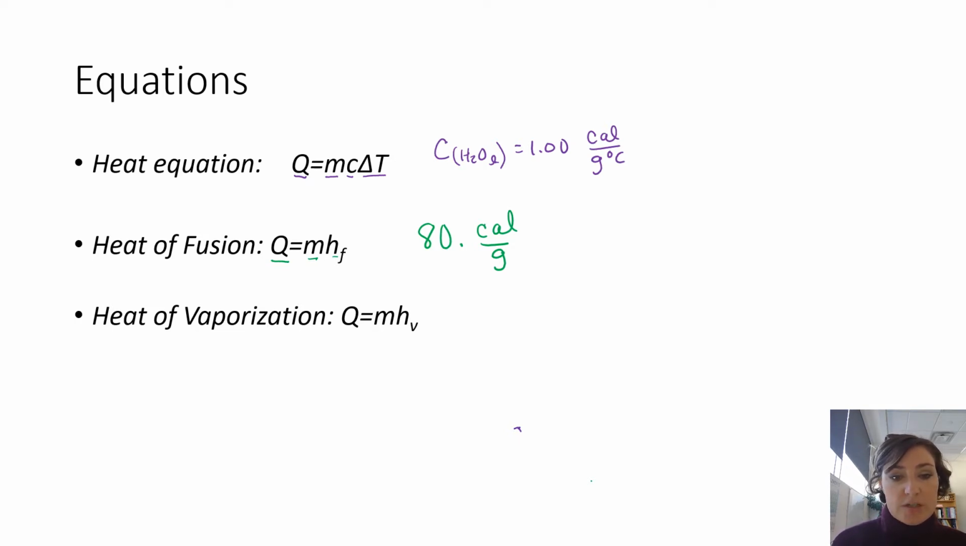Heat of vaporization is your energy will be your mass times your heat of vaporization, and that value is 507.40 with a decimal calorie per gram.